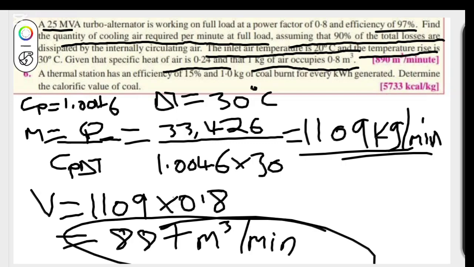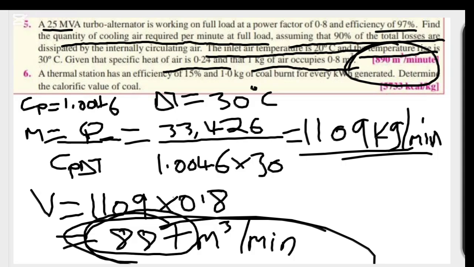So did we get the right answer? Yes, they have 890 meter cube. So it is almost the same thing, because 890 and 887 are almost the same. So we have to move to the next question.